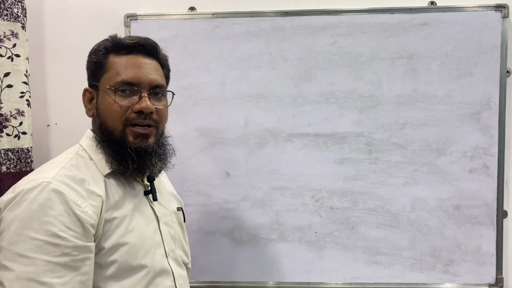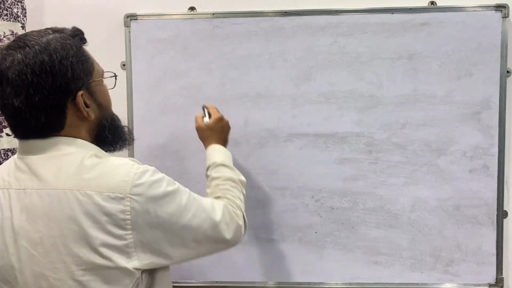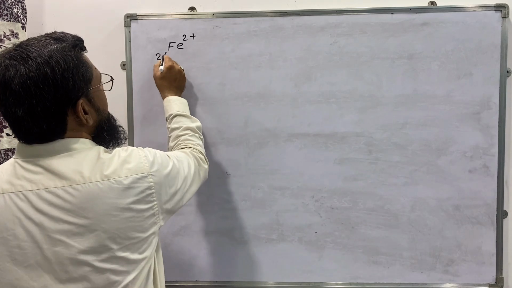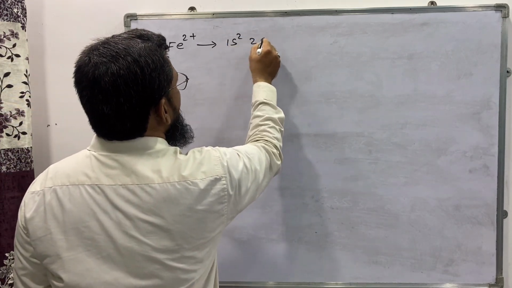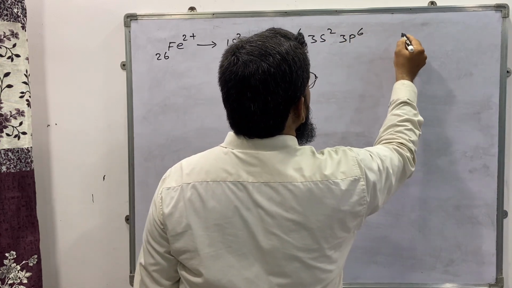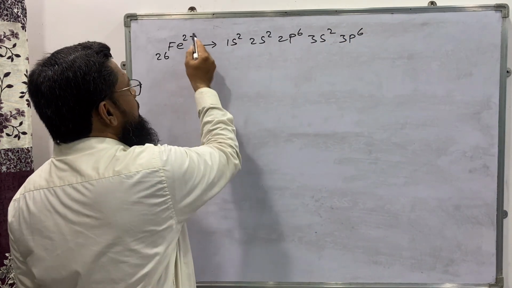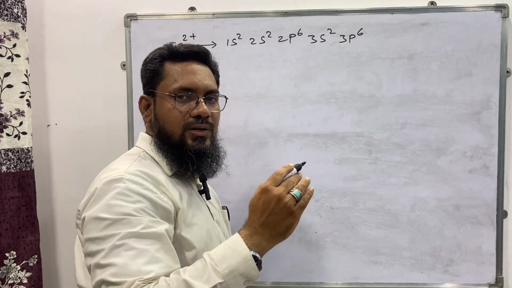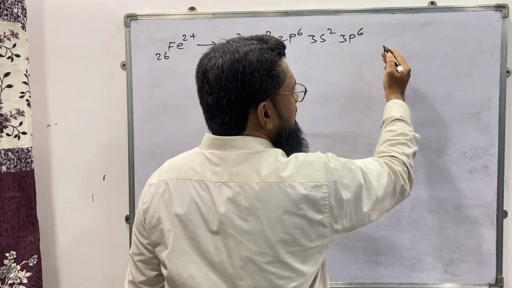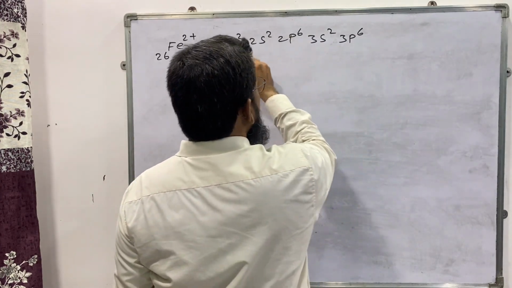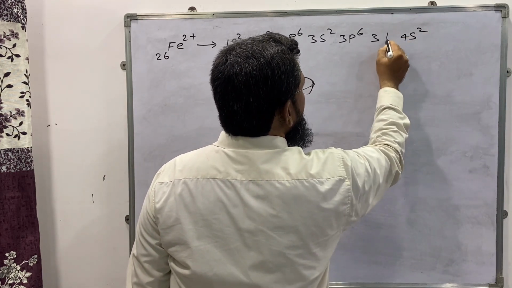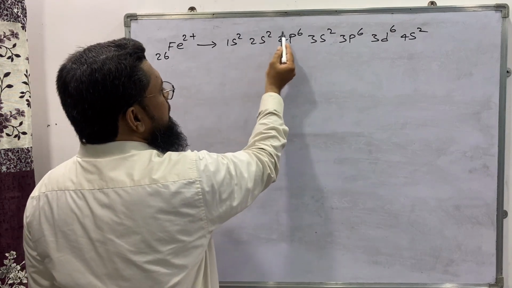Okay, dear students, let's write the electronic configuration for ions. For example, if you take ferrous, Fe2 plus, you know iron atomic number is 26, configuration is 1s2, 2s2, 2p6, 3s2, 3p6. Now, here we have to remove the electrons. When we remove electrons, you know the electrons are removed from the outermost orbit. So what I do, I write the last orbit last. For example, 1s2, 2s2, 2p6, 3s2, 3p6, 4s2, 3d6. So it is 2, 4, 10, 12, 18.